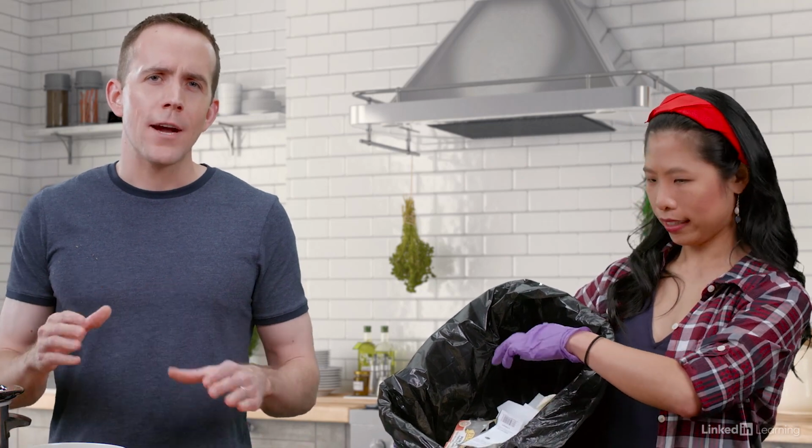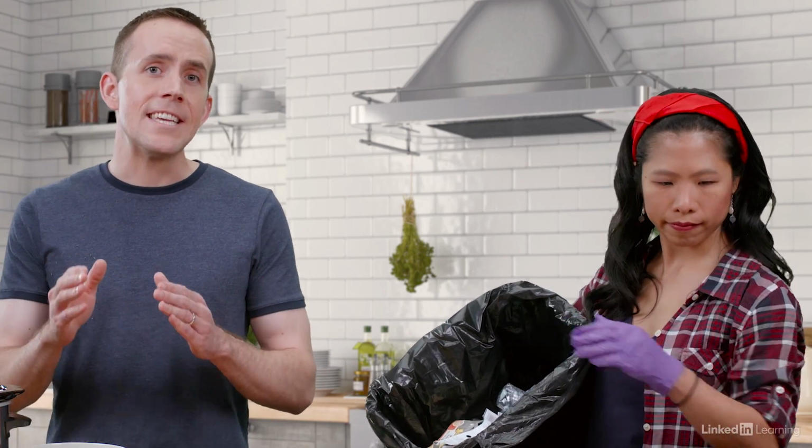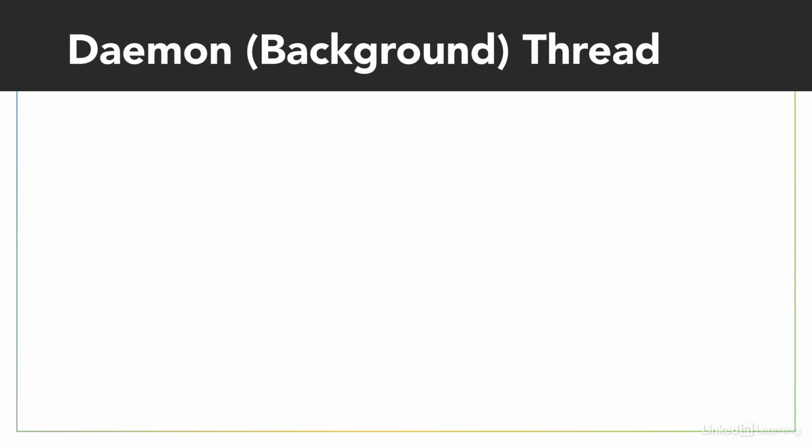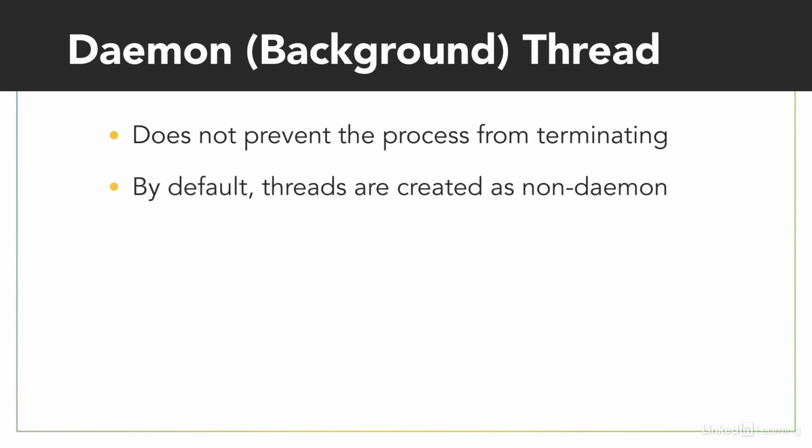Threads that are performing background tasks like garbage collection can be detached from the main program by making them what's called a daemon thread. A daemon thread, which you may also hear pronounced as daemon, is a thread that will not prevent the program from exiting if it's still running. By default, new threads are usually spawned as non-daemon or normal threads, and you have to explicitly turn a thread into a daemon or background thread.